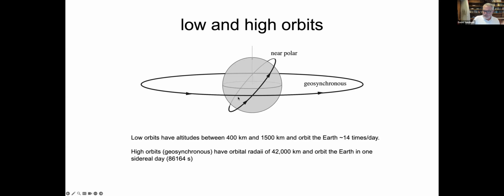It orbits about 14 times a day. You really can't change that number very much. So that's a typical SAR. Any kind of remote sensing satellite is in that kind of an orbit. And then we have these high orbits, geosynchronous orbits, and they have an orbit period that's exactly one day. So the satellite appears to hover over top of where you are on the Earth, and this is good for doing real-time weather monitoring and also communications. So we're going to deal mainly with these near polar orbits.